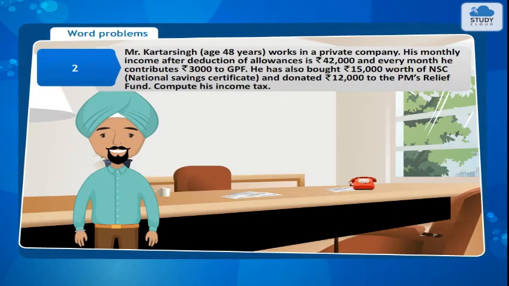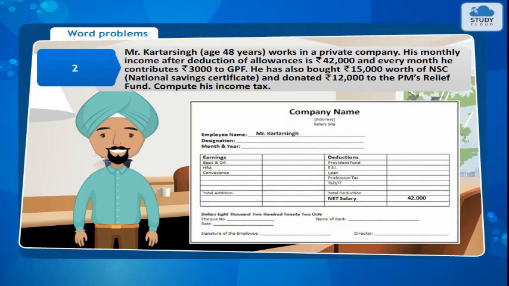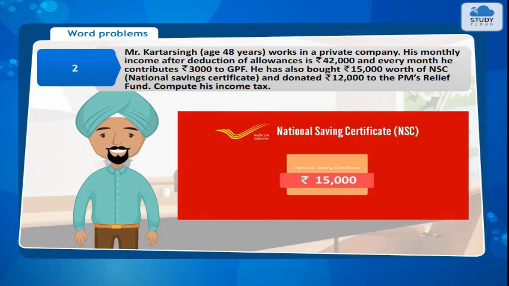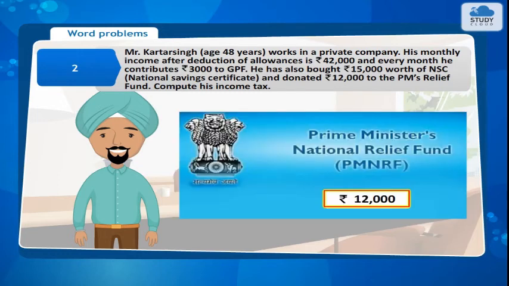2. Mr. Kartar Singh, age 48 years, works in a private company. His monthly income after deduction of allowances is rupees 42,000 and every month he contributes rupees 3,000 to GPF. He has also bought rupees 15,000 worth of NSC, National Savings Certificate, and donated rupees 12,000 to the PM's Relief Fund. Compute his income tax.